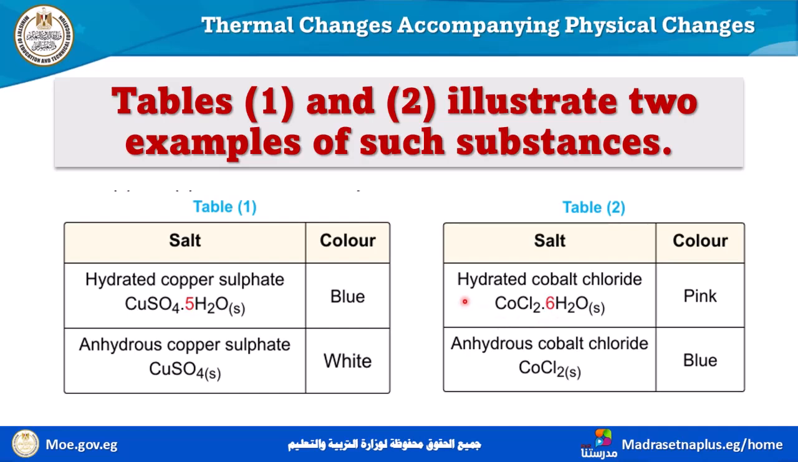Another example is hydrated cobalt chloride, in which each cobalt chloride molecule binds to 6 water molecules and has a pink color. And when we remove the water molecules, it becomes anhydrous cobalt chloride with a blue color. So these are two examples of the hydrated and anhydrous forms of some substances.